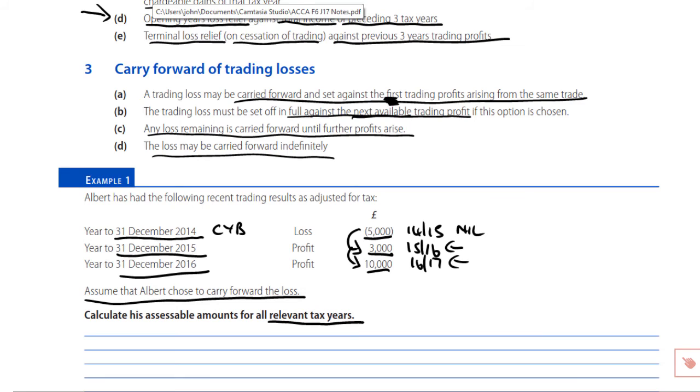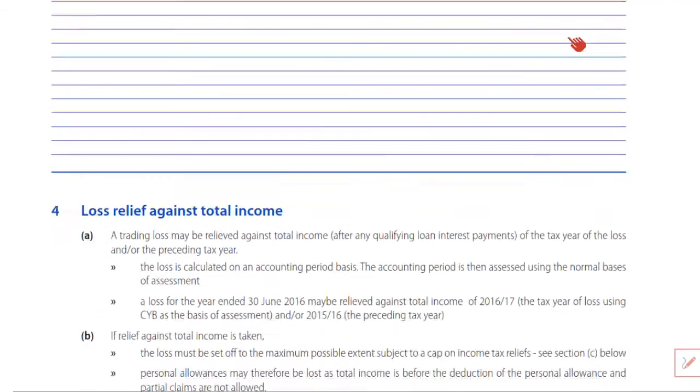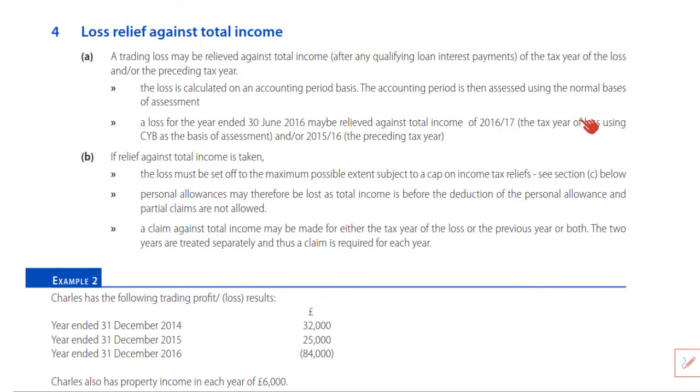Again, you may get tested on the carry forward, but usually after you have exhausted your claims in either the current tax year and or the preceding tax year. So let's just move on and look at loss relief against total income. Now then, your main reliefs here, a trading loss may be relieved against total income. We know what that now is on our income tax computation, and should you have both, it's unlikely that you would, but it would apply after any qualifying loan interest payments.